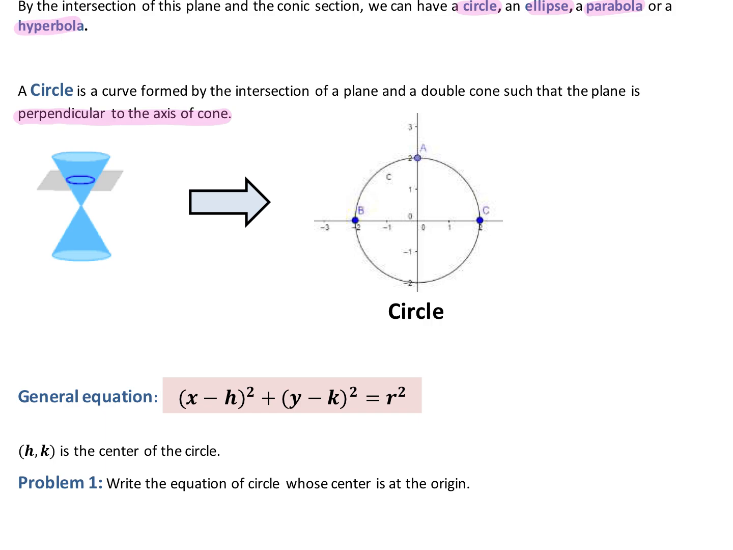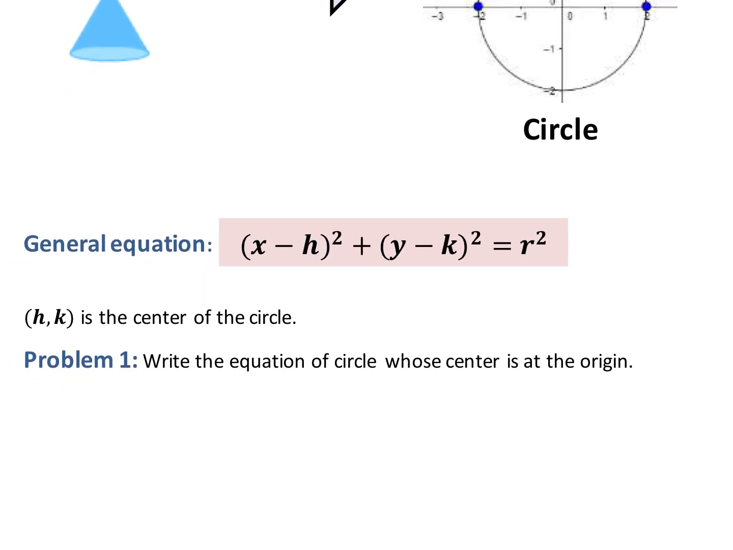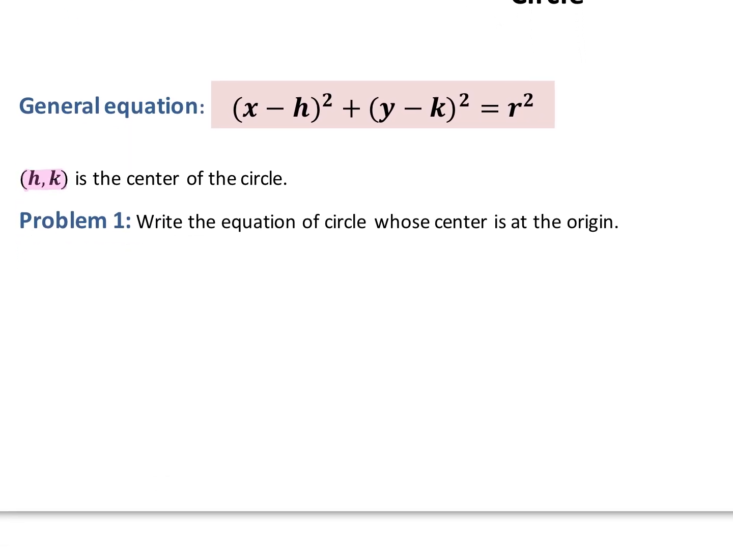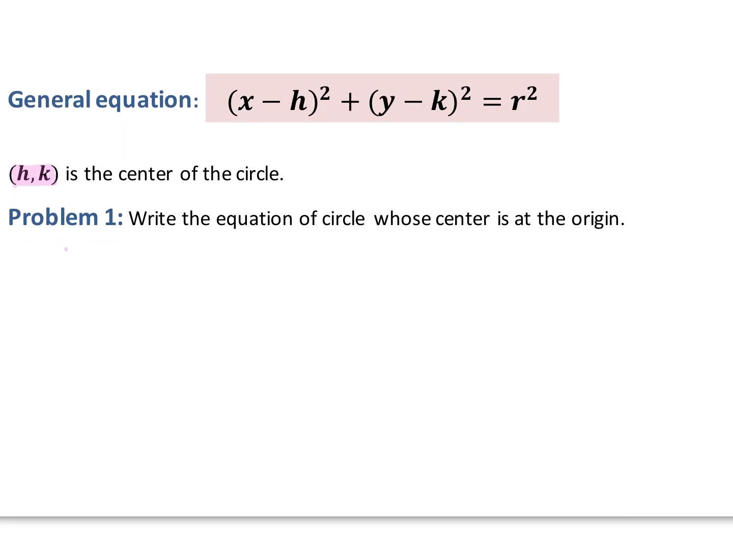General equation: (x - h)^2 + (y - k)^2 = r^2. (h, k) is the center, so we have discussed this already earlier in our class. So let's write the equation of a circle whose center is at the origin. Okay, so the center is (0, 0).